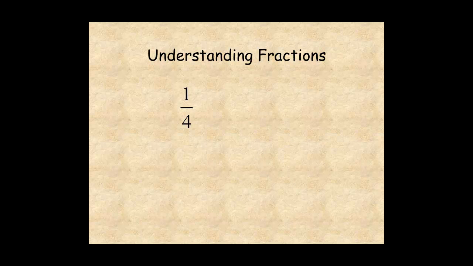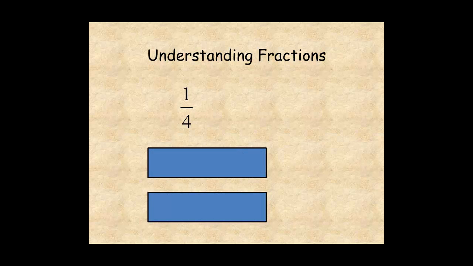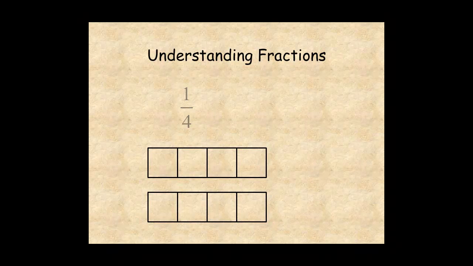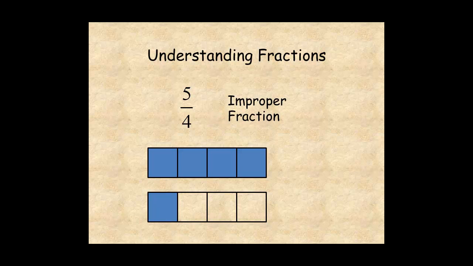Here are 2 whole units. Each is divided into 4 equal parts, so each part is 1/4 of a whole unit. 5 of the parts is described by the fraction 5 over 4. For this fraction, the numerator is greater than the denominator. When the numerator is greater than the denominator, the fraction is called an improper fraction. You can see from the picture, an improper fraction has a value greater than 1.